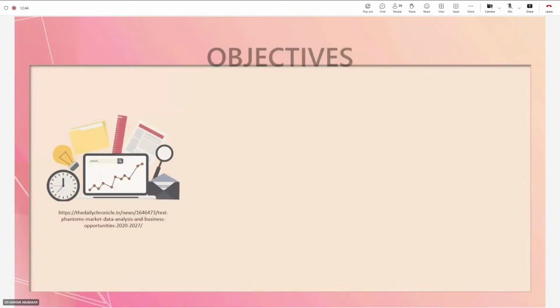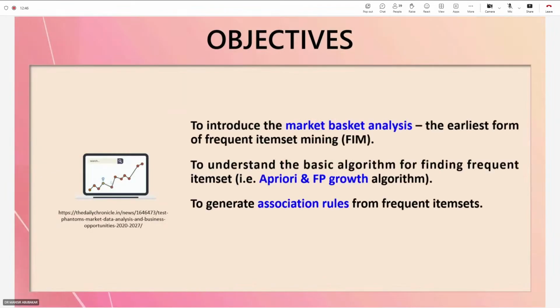So the objective of our discussion is going to be to introduce market analysis, because we are going to use market analysis as a running example to discuss the earliest form of frequent item mining, which is actually the basis of doing the association analysis. And then also to understand the basic algorithm for finding frequent items, especially the two main algorithms, Apriori and the frequent pattern growth algorithm.